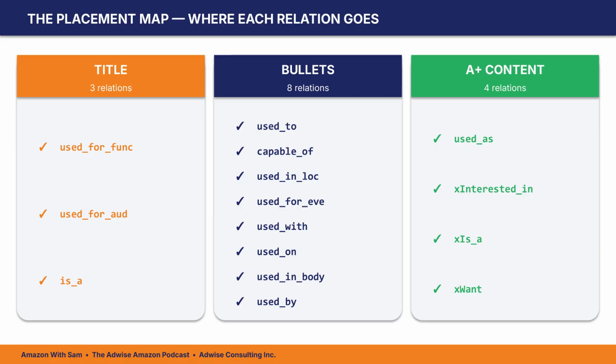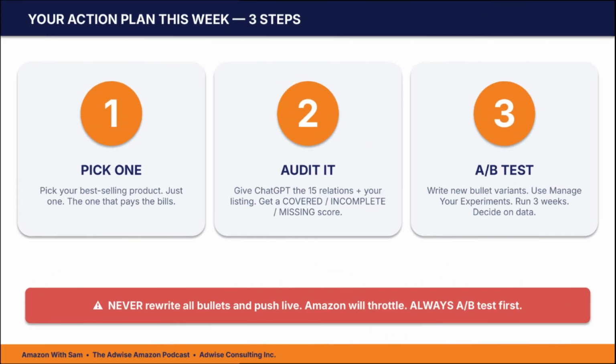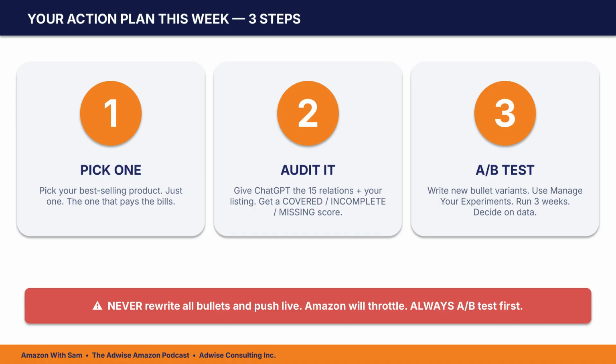Print this map, tape it next to your monitor. Every listing you optimize from now on goes through this check. 3 steps. Don't try to do all 20 products. Pick one, the one that pays the bills. Score it against the 15 relations. Give ChatGPT the list and your listing and ask for covered, incomplete, or missing per relation.